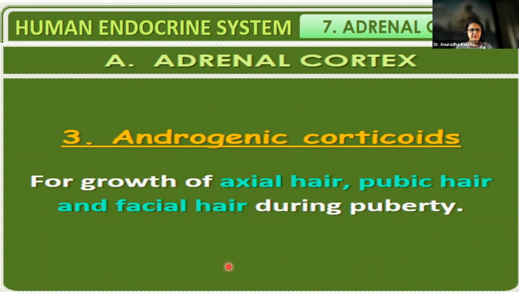Third is androgenic hormones, which are secreted from the adrenal cortex. They are specifically for the growth of axillary hair, pubic hair, and facial hair during puberty. So the beard, the mustache, then the pubic hair. Axillary hair is the hair growing inside the armpits. All of these are under the influence of these androgenic corticoids which are synthesized from the adrenal cortex.